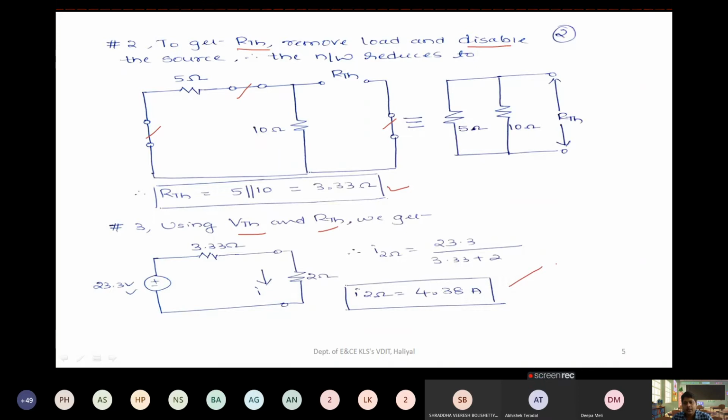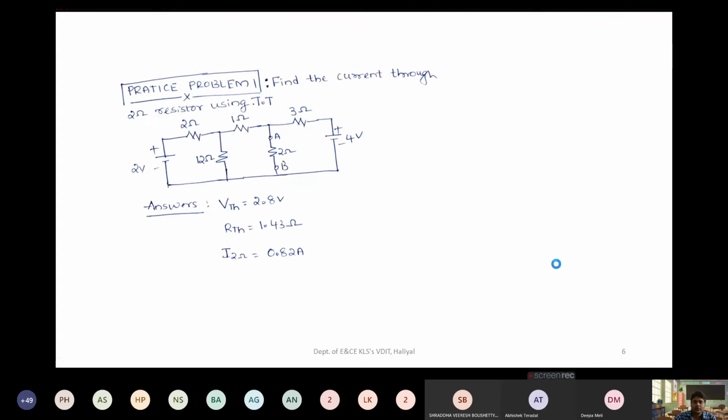Okay. So yes, is that clear? This first problem is a very simple problem which I have taken. So if you don't have any difficulties right now, we can go ahead with the second problem. Okay. So I have given a practice problem for you. Once I share the slide with you, please go through this problem.